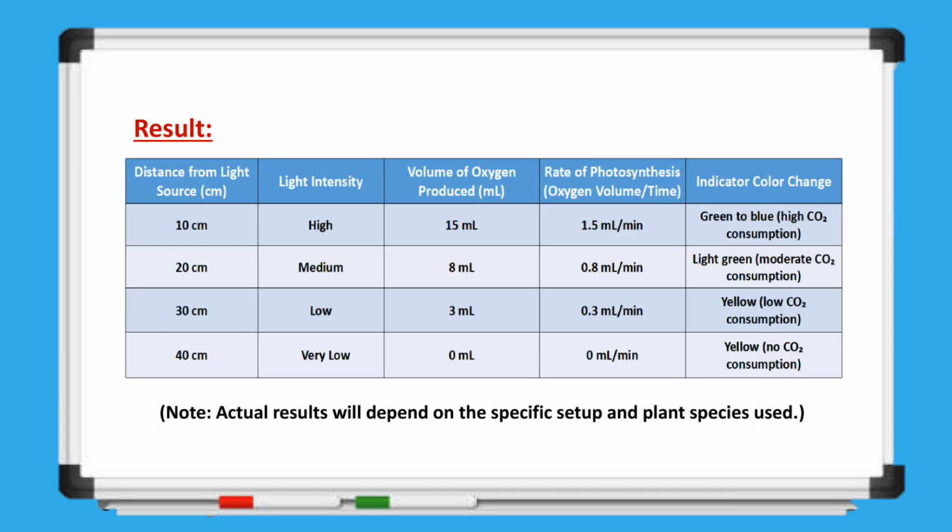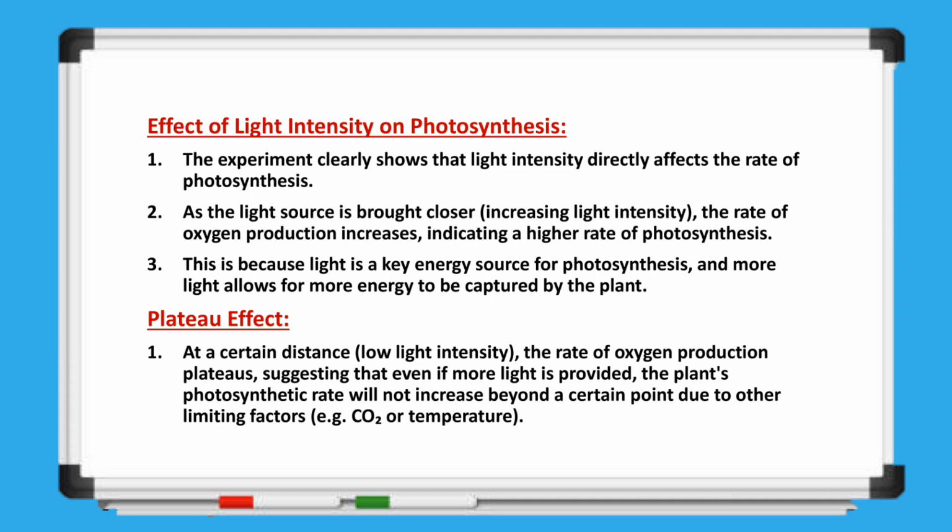Now coming to the results and what they tell us. The experiment shows that light intensity has a direct effect on the rate of photosynthesis. The closer the lamp, the more oxygen is produced, which tells us that photosynthesis is happening faster. Why is this? Because light is the energy source that powers photosynthesis. The more light the plant receives, the more energy it can use to carry out this process. So, there is a clear link between light intensity and photosynthesis rate.